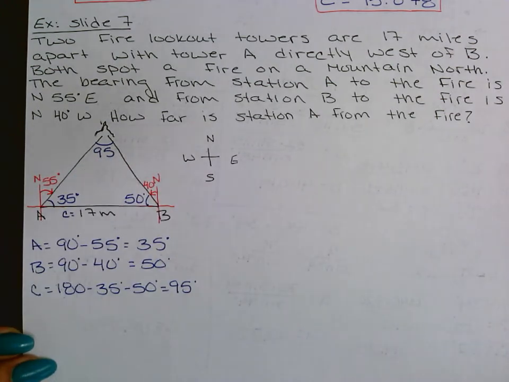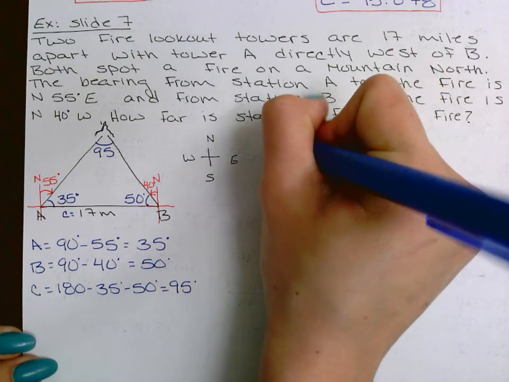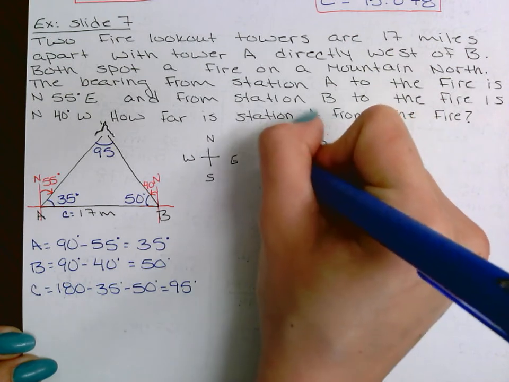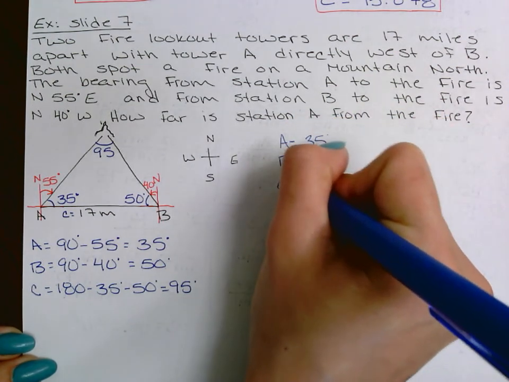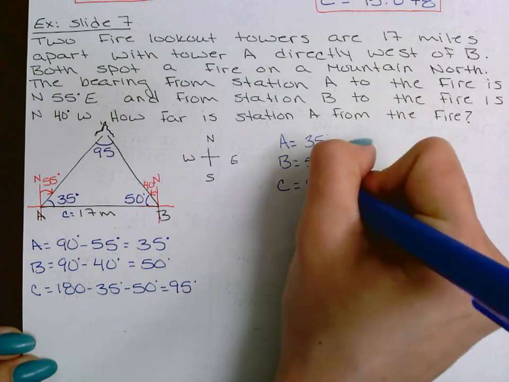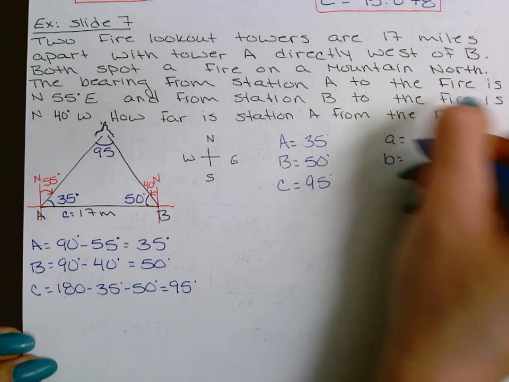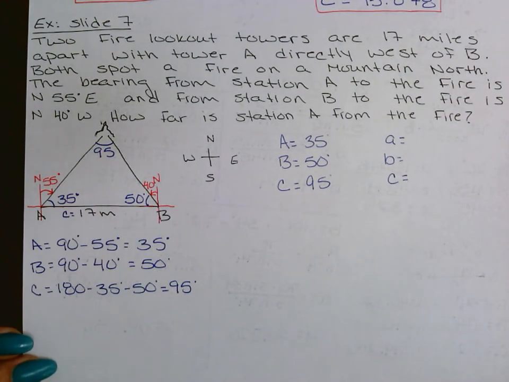So now I can start my chart. Okay? I could say A is 35, B is 50, C is 95, and from my sides, the only one that I have is little c. And again, I determined that that 17 miles was going to be little c because it was across from angle C.